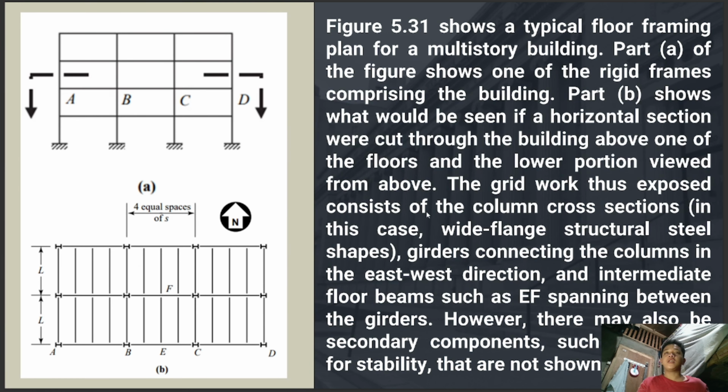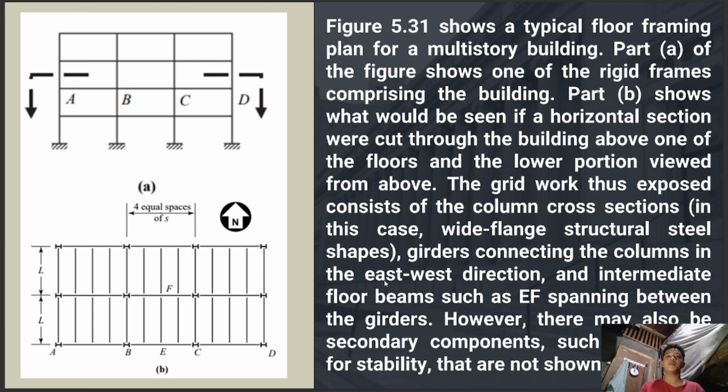The gridwork thus exposed consists of the column cross sections, in this case wide flange structural steel shapes. They are wide flange. You know, those with large flanges, so it is wide. And its shape is the W shape.